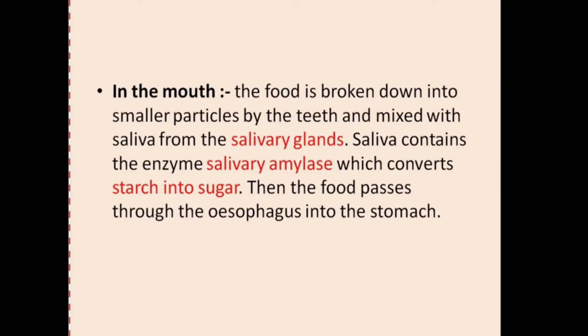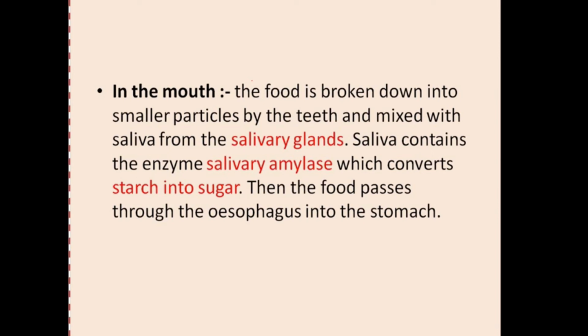Now let us understand how the process of digestion takes place in human beings. First, when we take in food, it reaches the first organ, the mouth. In the mouth, the food is broken down into smaller particles with the help of teeth, and it is mixed with saliva from the salivary gland. So, where is the saliva produced? Saliva is produced from the salivary gland. And saliva contains the enzyme called salivary amylase, which converts starch into sugar.